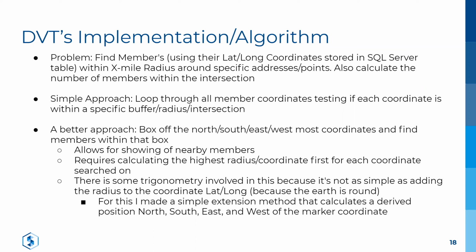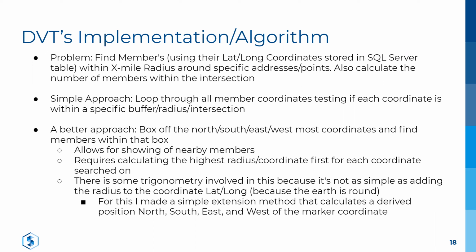And so again, the problem is pretty straightforward. It's to find members using these latitudes and longitudes within an X mile radius, so the user can change that radius around an address or a point. And then also to calculate the number of members within the intersections of these buffers. The simple approach first told to me by one of the team members was, well, just loop through all the member coordinates and test if each coordinate's within a specific buffer, radius, or intersection.